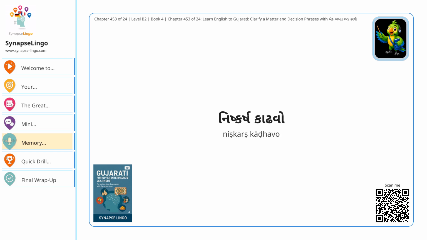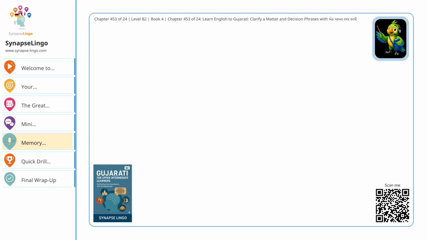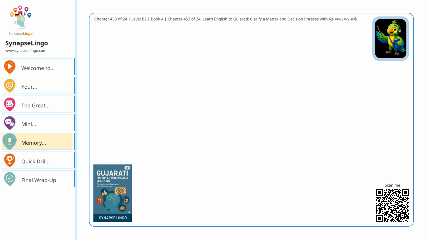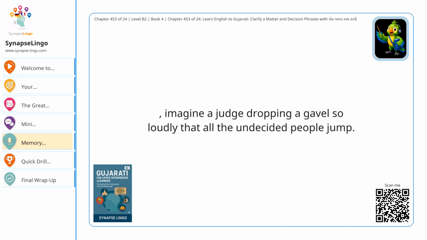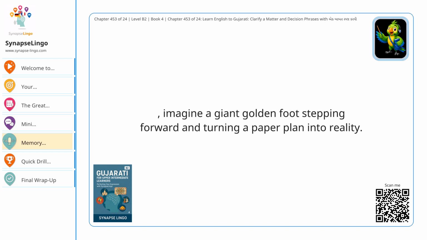4. નિષ્કર્ષ કાઢવો. Imagine a detective pulling the final answer out of a hat like a magician with a law degree. 5. મૂલ્યાંકન આપવું. Picture a teacher holding a report card and nodding like a wise owl in glasses. 6. નિર્ણય લાવવો. Imagine a judge dropping a gavel so loudly that all the undecided people jump. 7. એક પગલું અમલમાં મૂકવું. Imagine a giant golden foot stepping forward and turning a paper plan into reality.